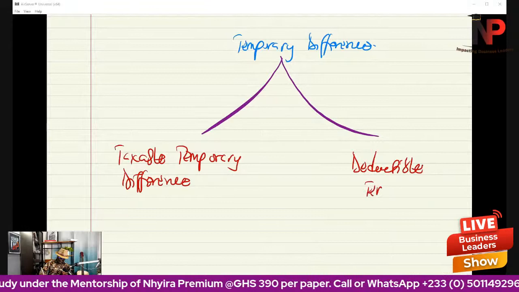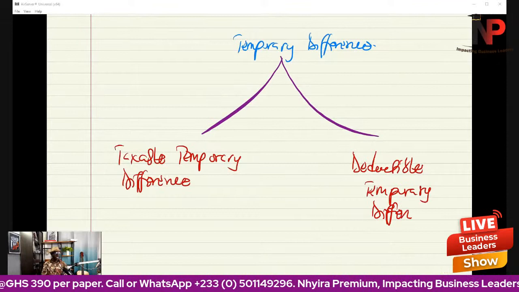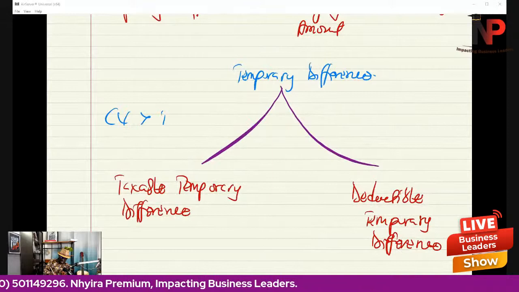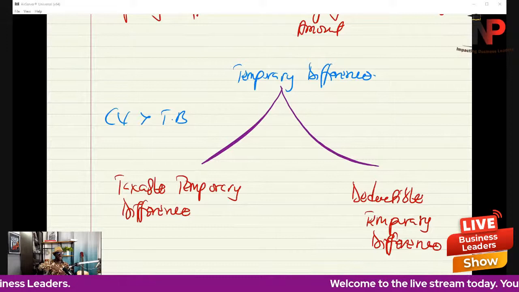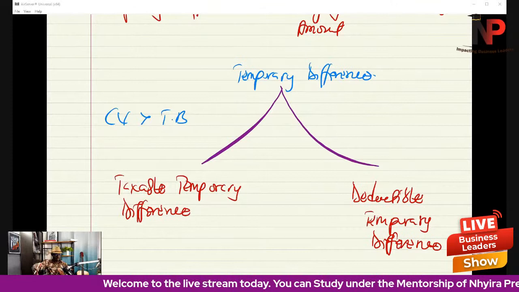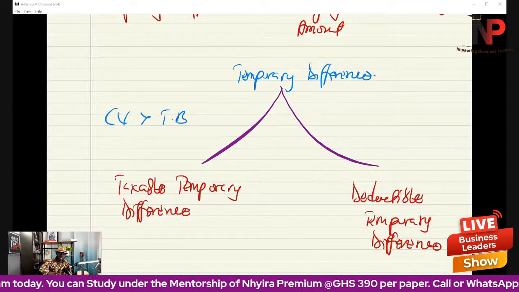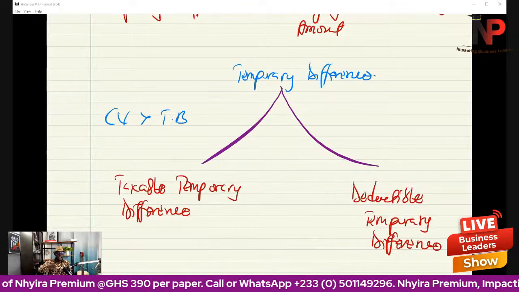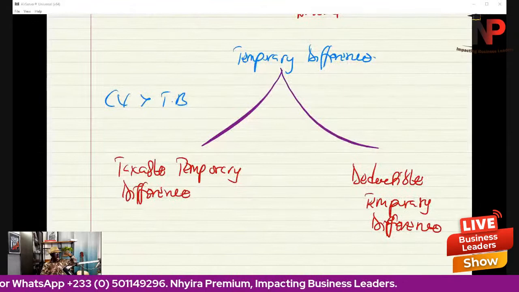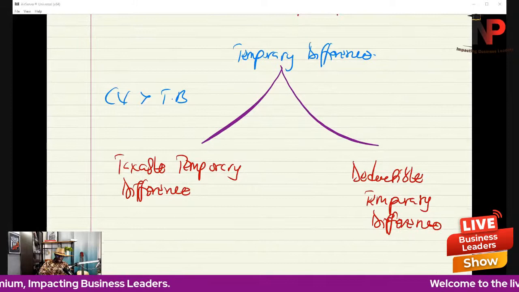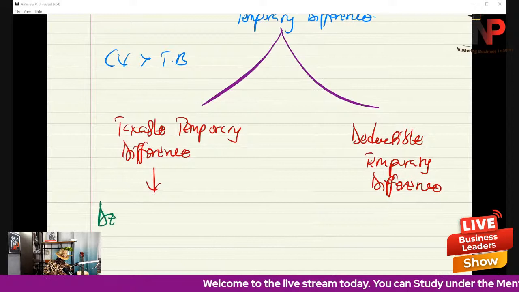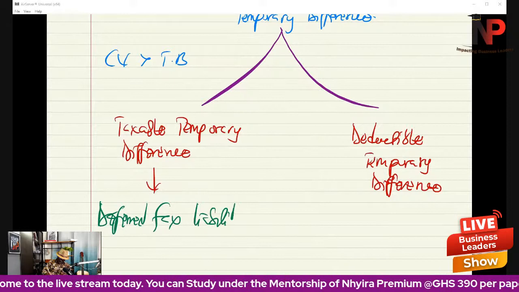Now, the distinction is very simple. There is taxable temporary difference if the carrying value of the asset is greater than the tax base. It means the way the entity is carrying the item in their books is greater than the way the tax authority sees that item. So if you receive any future economic benefits relating to that particular asset, it means you get a capital gain. And that capital gain will be subject to tax. So anytime our carrying amount is greater than the tax base of the asset, we refer to it as taxable temporary difference. And that is what results in what we call deferred tax liability.